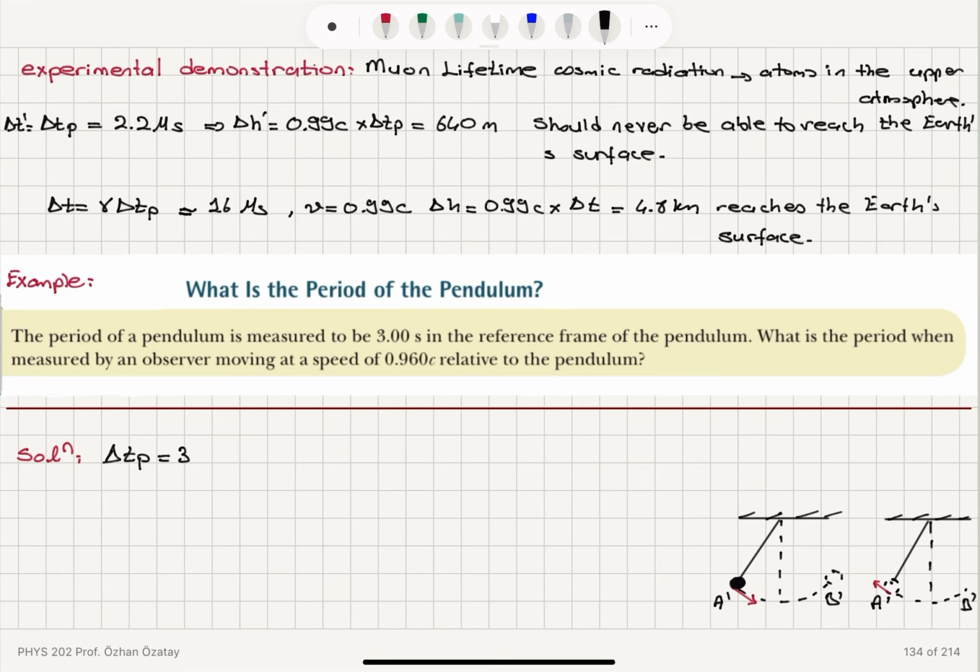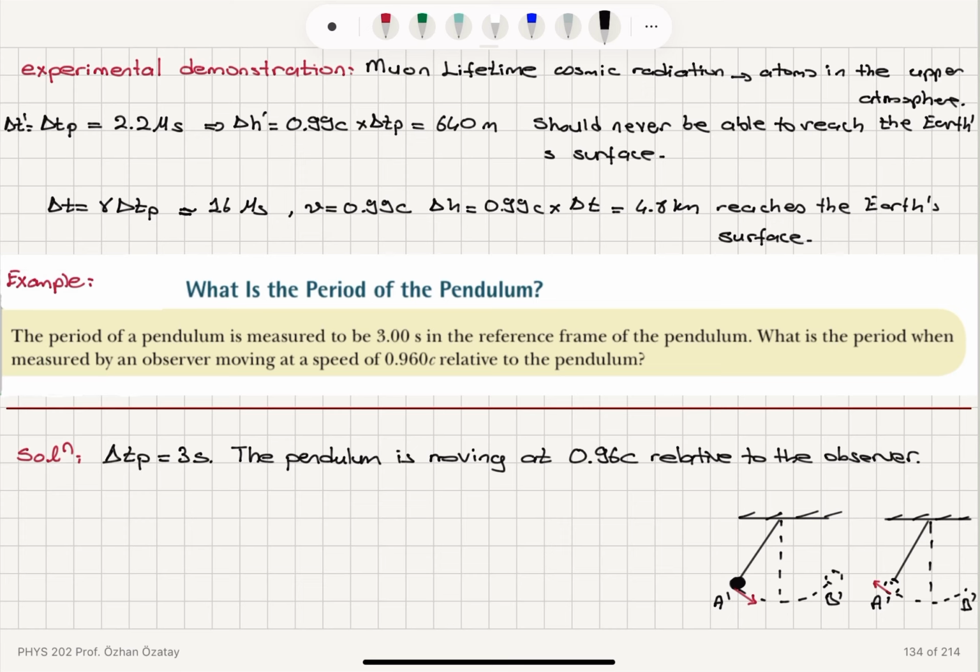So delta Tp, the proper time, is 3 seconds, and the pendulum is moving at a speed of 0.96 c relative to the observer. This is our S prime reference frame.